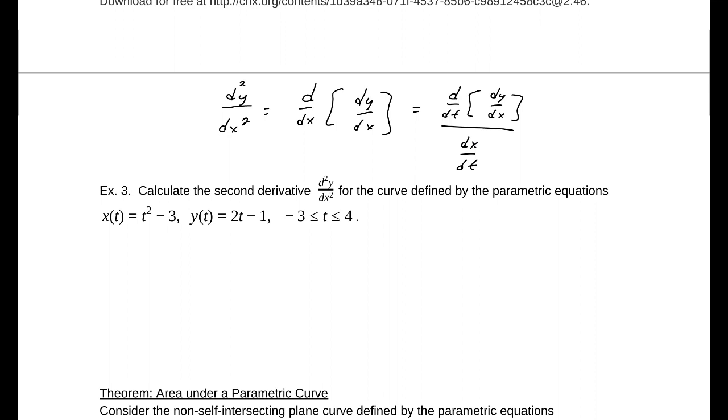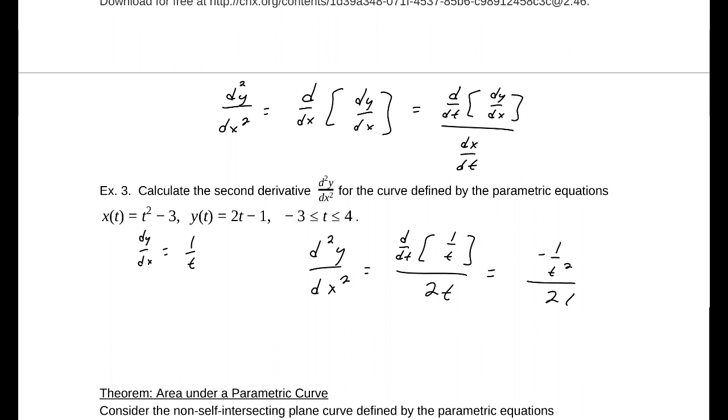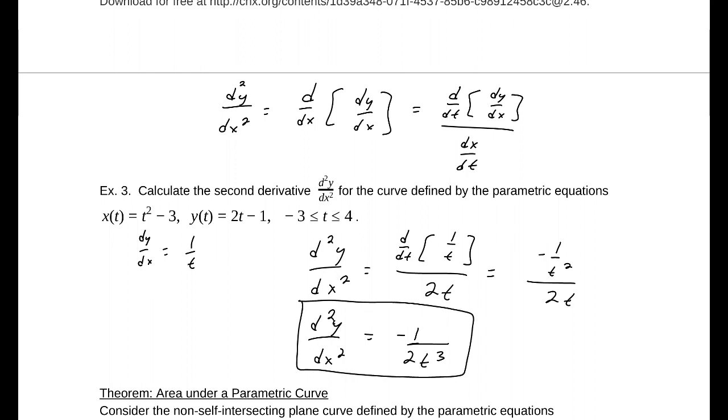All right, so from the last question, we know that dy dx is 1 over t. So d squared y dx squared is going to be d dt of 1 over t, derivative of that with respect to t, divided by dx dt, which we know dx dt is just 2t. And the derivative of 1 over t is negative 1 over t squared. And so our second derivative is negative 1/2, but we are going to have a t cubed there. Okay, there is a formula for our second derivative.